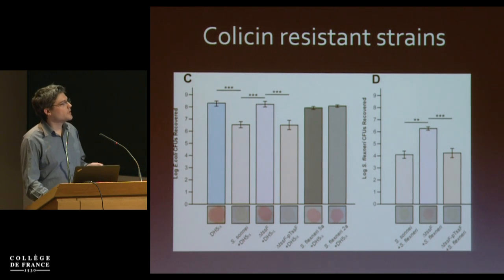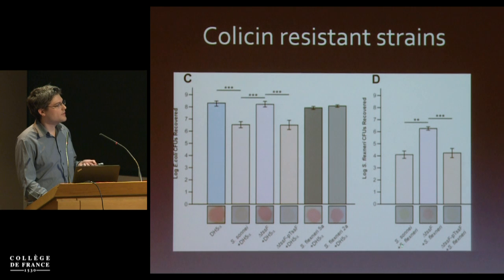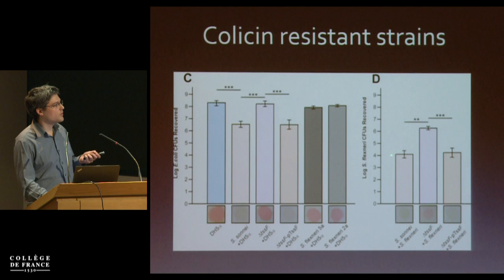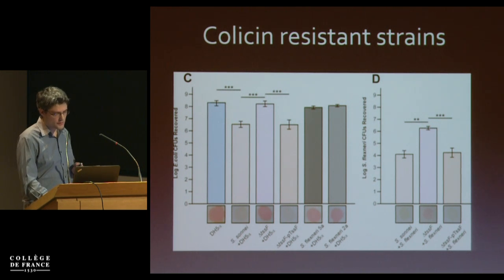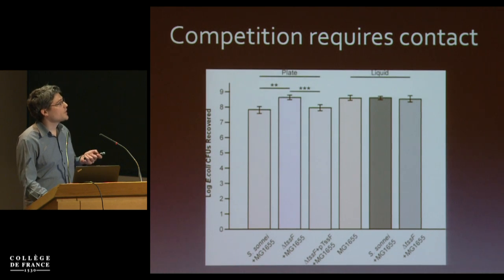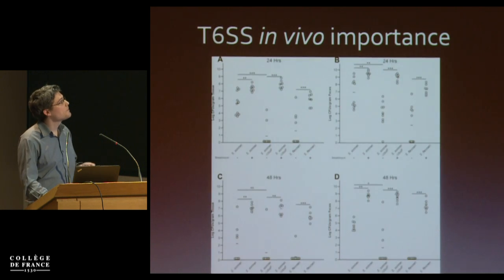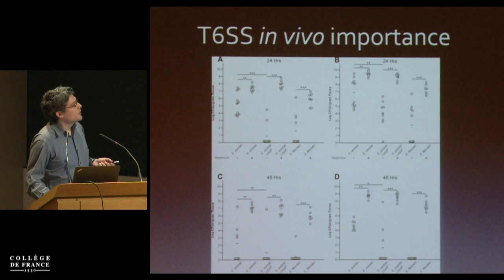So then we asked the question, can Shigella sonnei compete against its relative Shigella flexneri? And what we saw that also occurred. If we put Shigella sonnei and flexneri together, we see on average around 4 log CFUs, whereas if we put it with the type 6 mutant, we get closer to 6 logs recovered. And again, you can see the difference in color of the colonies. This competition required contact, as growth in liquid did not yield any differences between the wild type and the type 6 mutant. So then we decided to go in vivo.